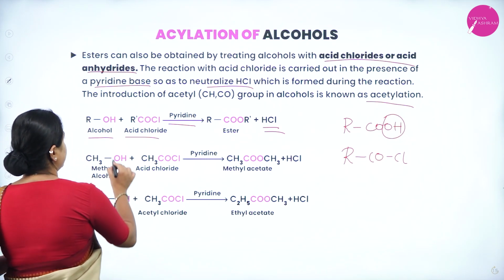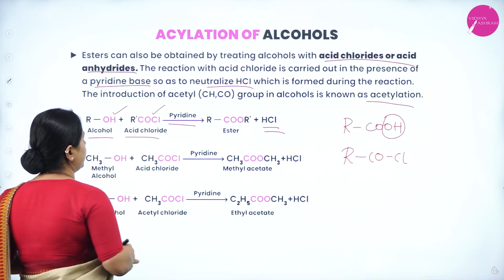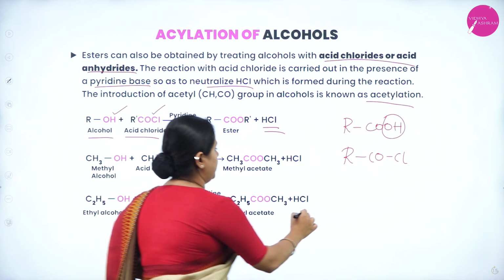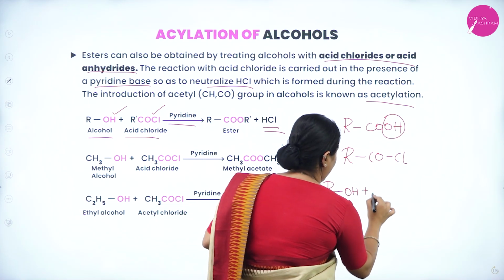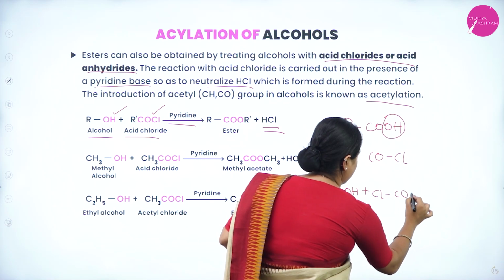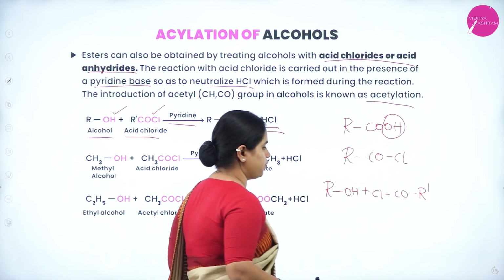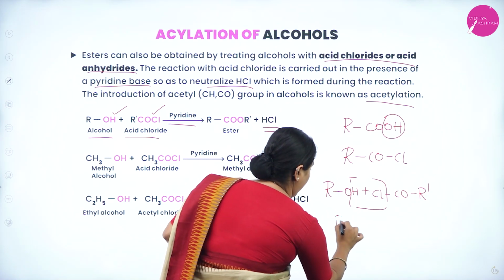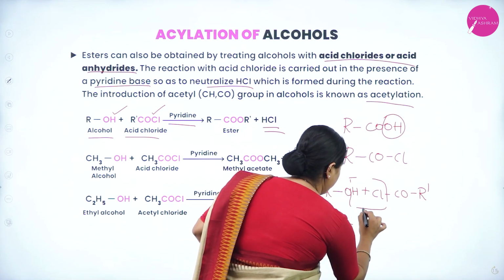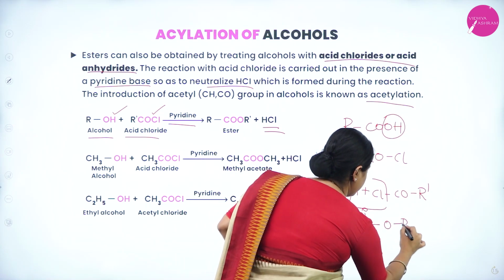So what is happening here? H and Cl will be removed. As you can see, for example, I have shown here ROH, that is your alcohol, and you have your acid chloride, which is written in this format. Now what happens? This HCl will be removed. You get RC double bond O R dash. So this is your ester.